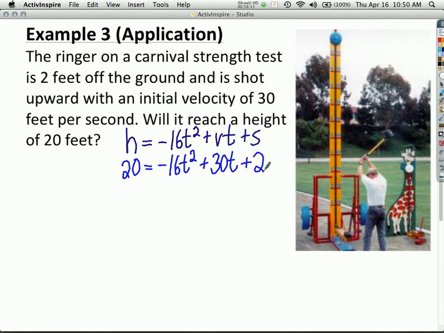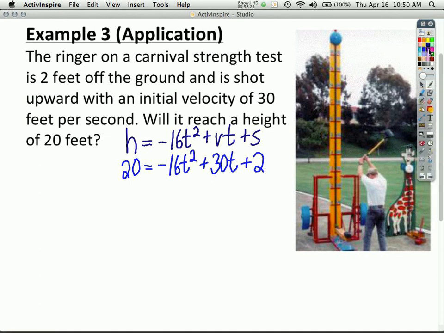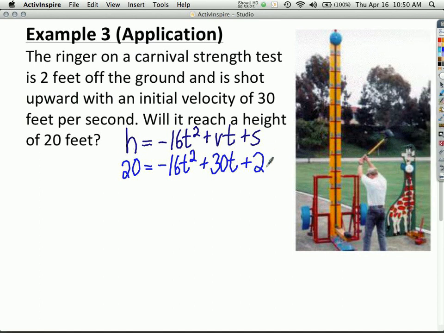So now to solve this, we have to have a 0 on one side and everything else on the other. So we need this 20 to disappear and end up over here. You already know what to do. Go ahead and do that. That's an easy step for you guys.